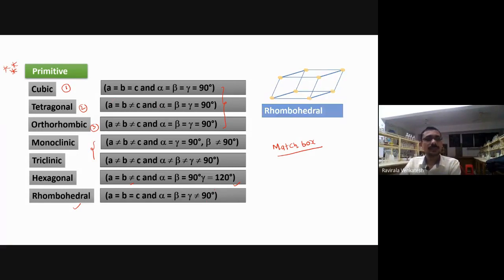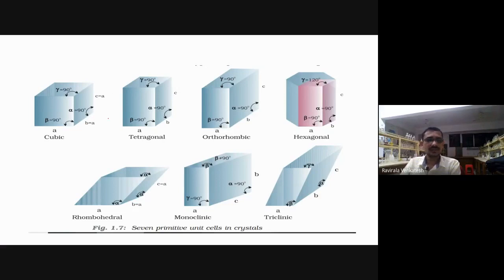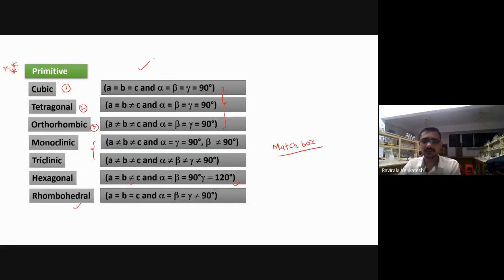Next, if you observe here, these are the same structures, but represented in the form of diagrams: A, B, C like this, gamma, beta like this. But in examination, nobody asks to draw the diagrams. What they ask here is the orthorhombic A, B, C relationship, or the alpha, beta, gamma relation. This table is very, very important for you.